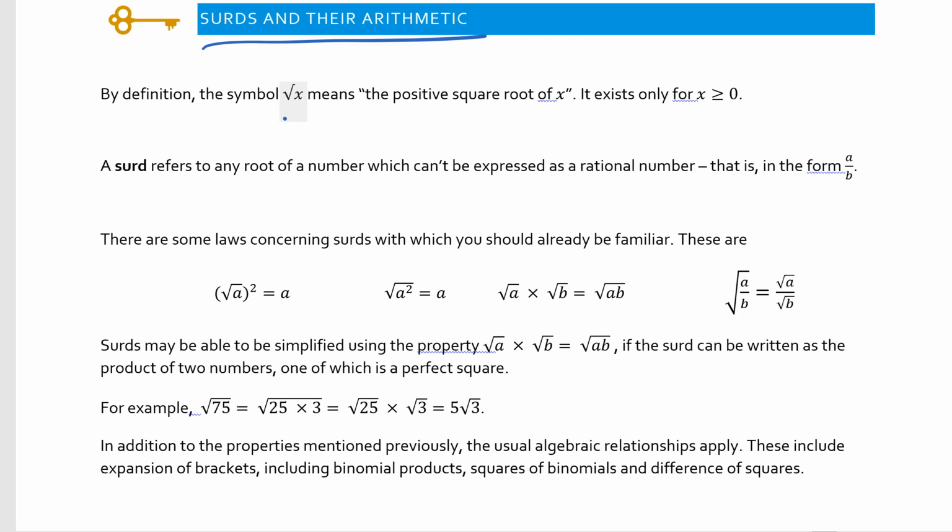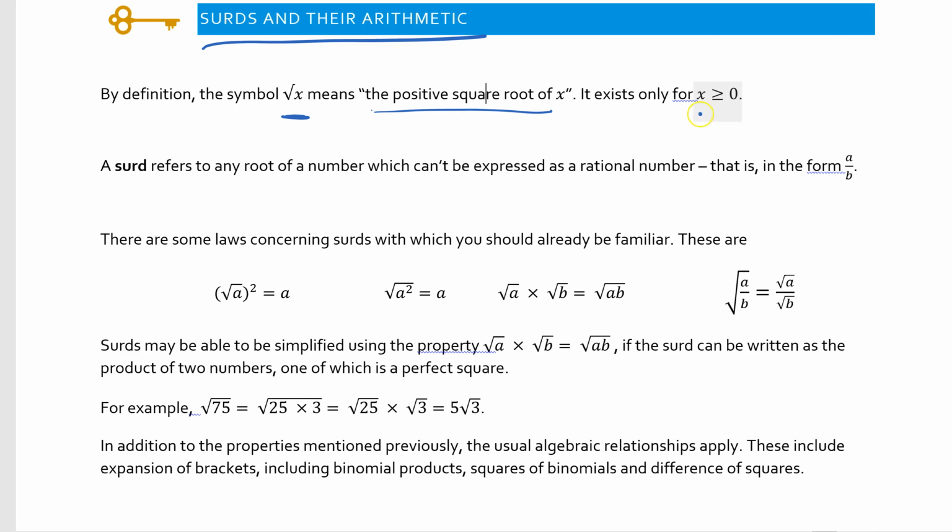The first bit is a minor point, but by definition this symbol, square root of x, means the positive square root of x. And I just want to point out that that's slightly different, just in interpretation, to when we say take the square root of something. If we say take the square root of something, we mean get the numbers that multiply together to give that answer. So we saw in completing the square that we have to say plus or minus. But if we actually write square root of x, it just means positive square root. We would actually have to write plus or minus root x if we wanted to indicate both of them.